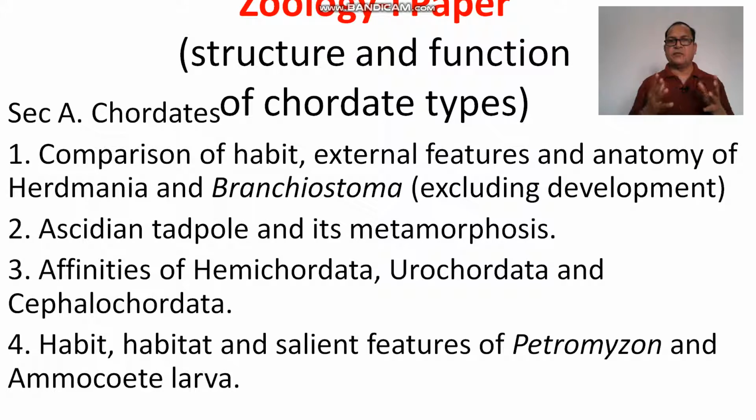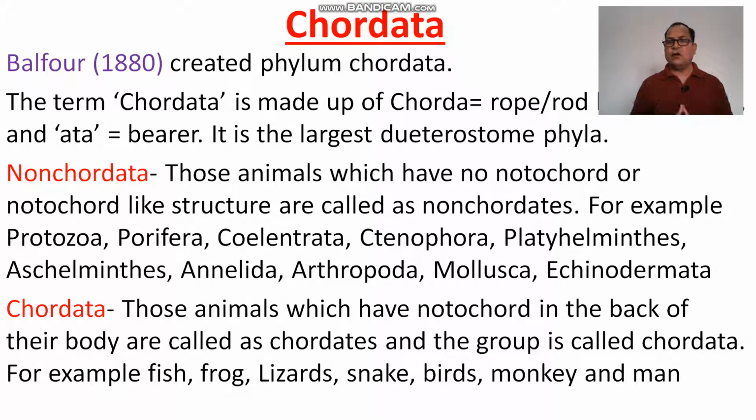The syllabus of Zoology first paper consists of 3 sections A, B, C, and this is the A section. A section consists of 4 points. First one is the comparison of habit and habitat of Branchiostoma and Herdmania, and the ascidian tadpole and its metamorphosis. Third one is the affinities of Hemichordata, Urochordata and Cephalochordata, and fourth one is the habitat and salient features of Petromyzon and Ammocoete larva.